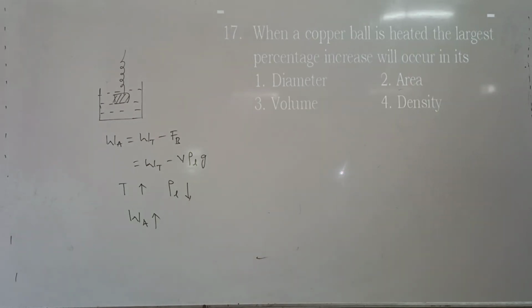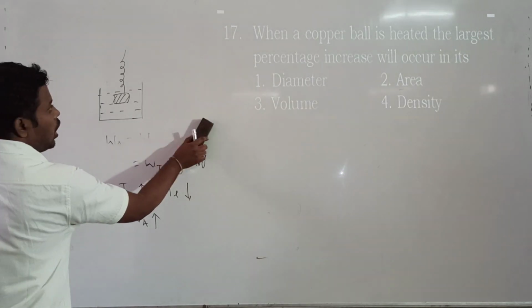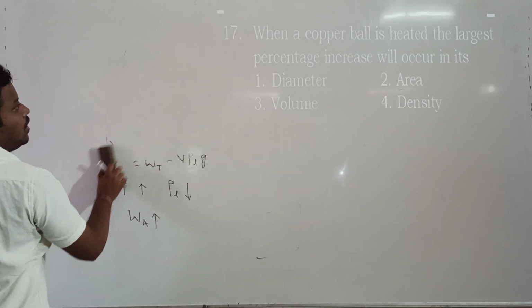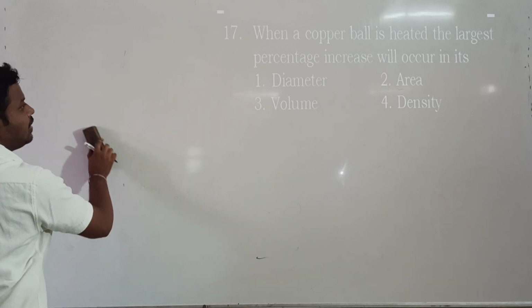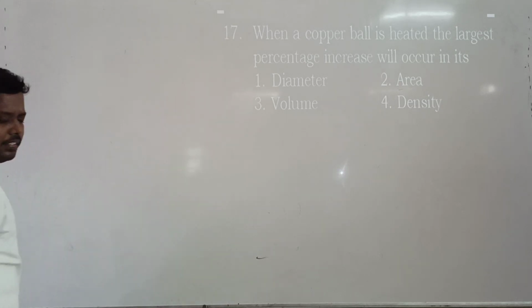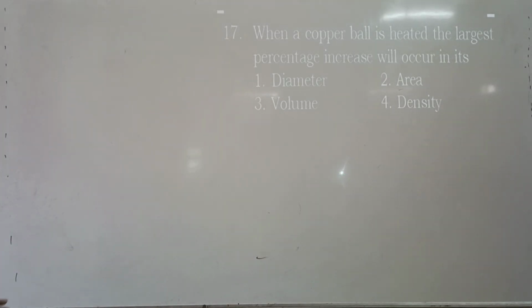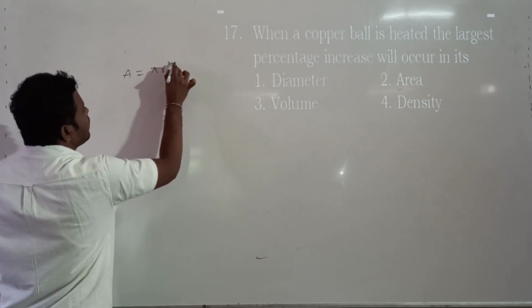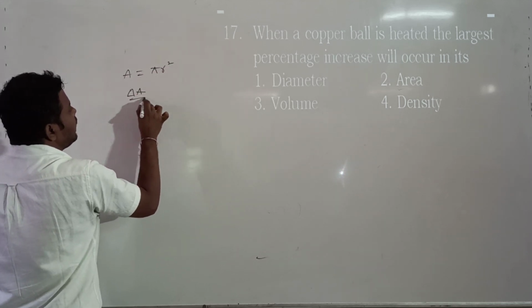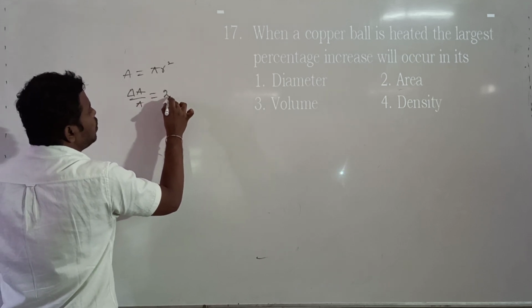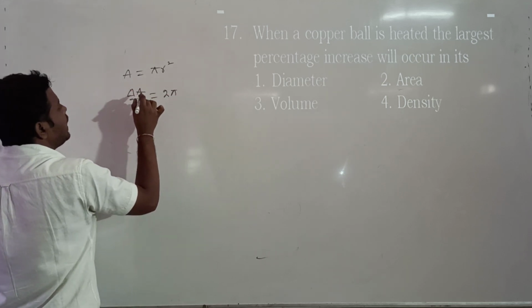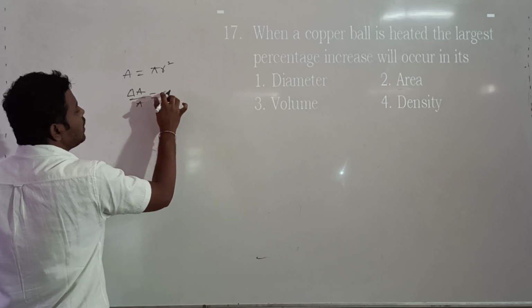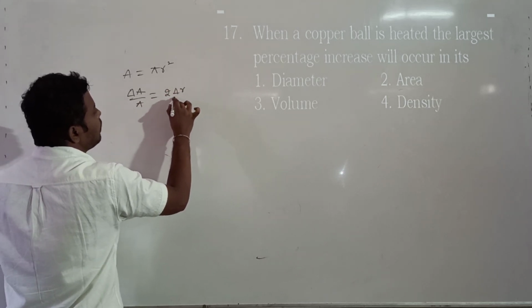Next one, question number 17. A copper ball is heated. What is the largest percentage change that occurs? If I consider the copper ball as spherical, what is the area formula? A is equal to pi r squared. So delta A by A: since A is directly proportional to r squared, we get 2 times delta r by r.